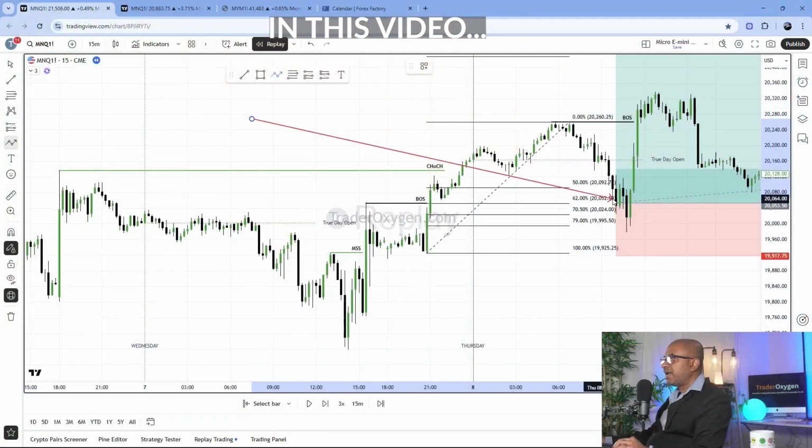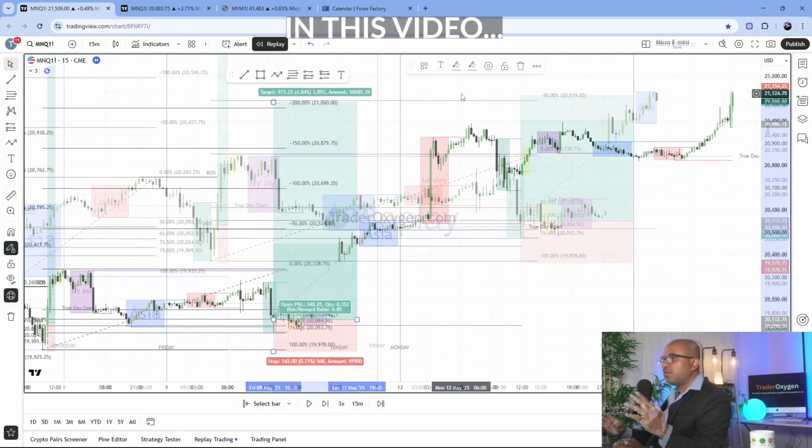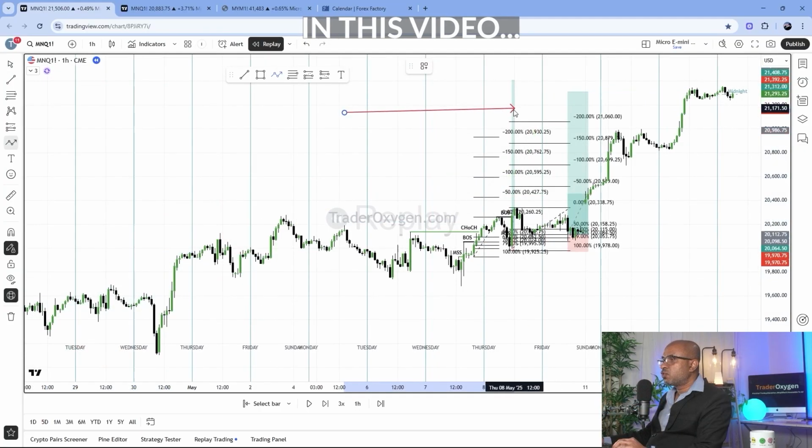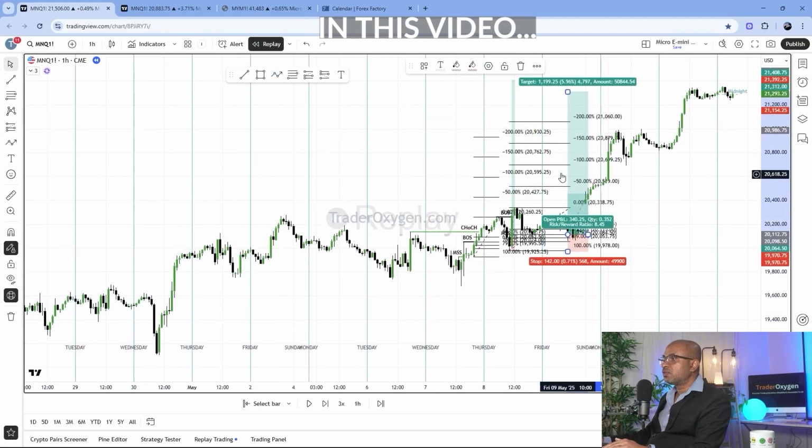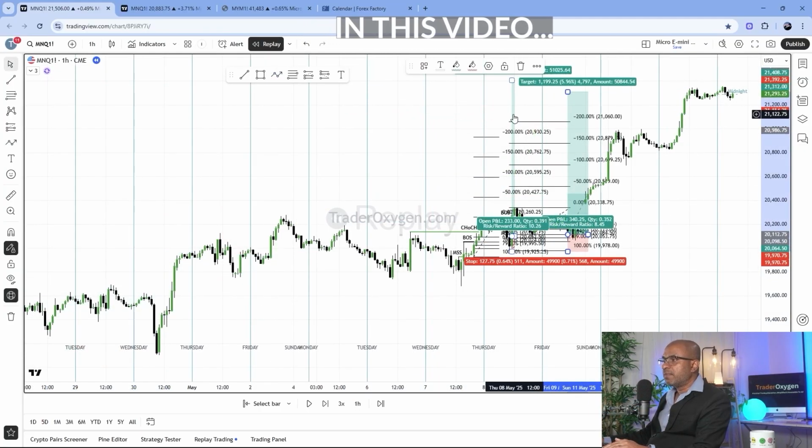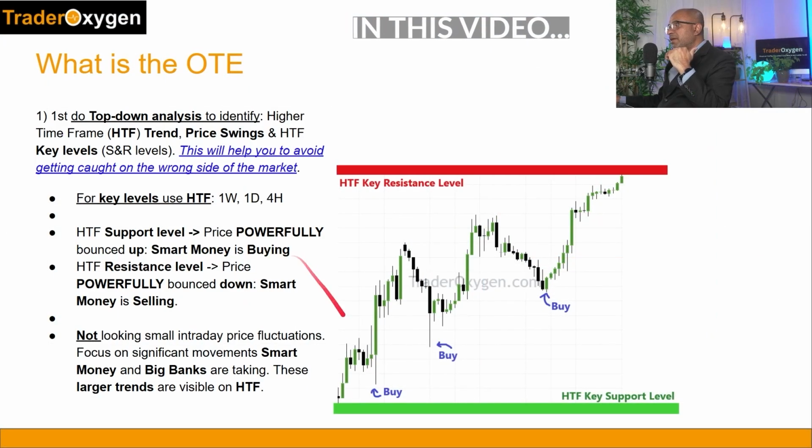So you will place a buy limit order, hit our next take profit. We have got a large profit. We got 2 trades here. So in total, it's a 1 to 18 remarkable risk to reward trade, smart money and big banks buying.